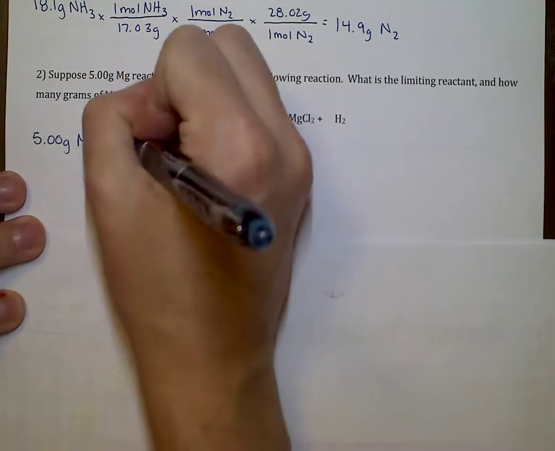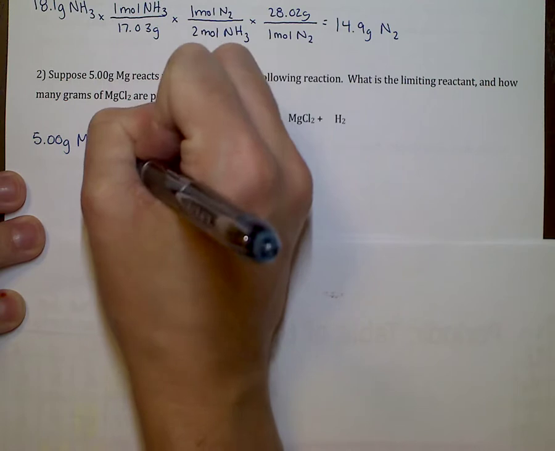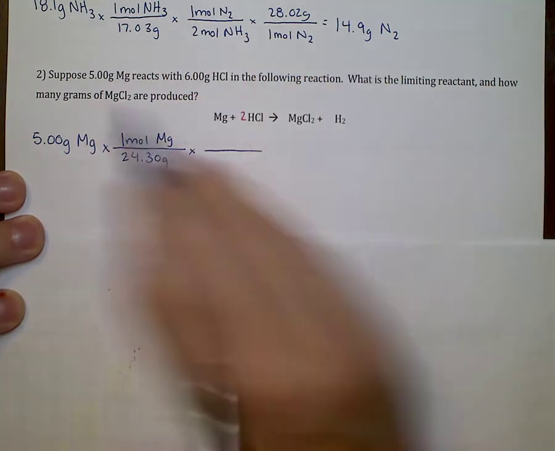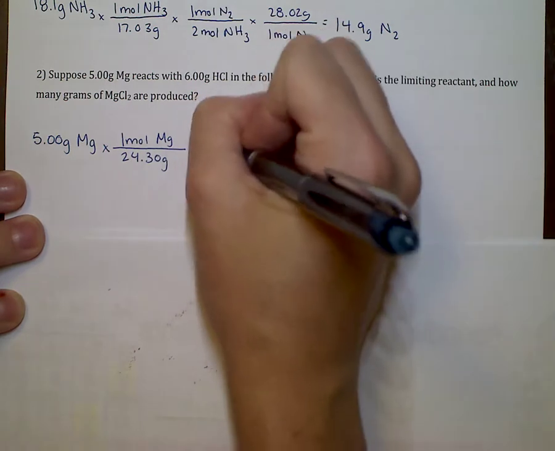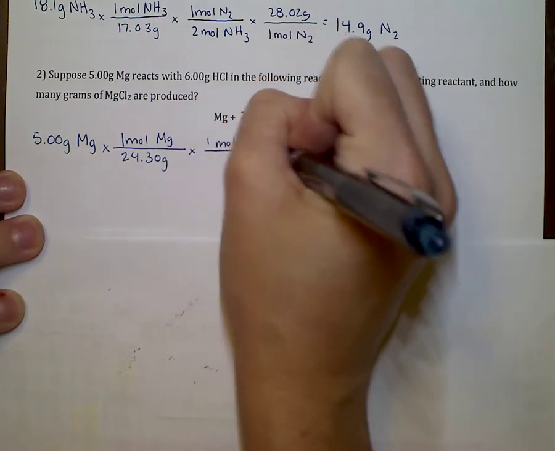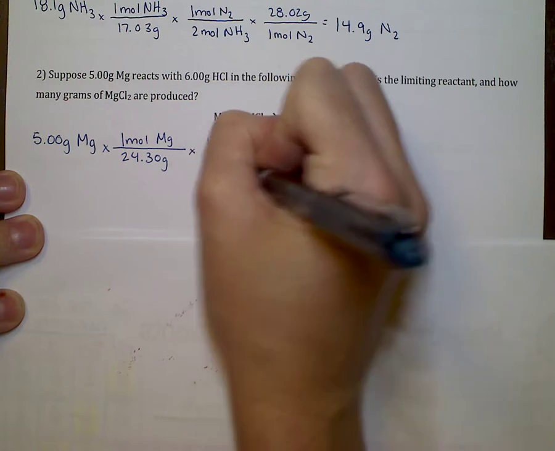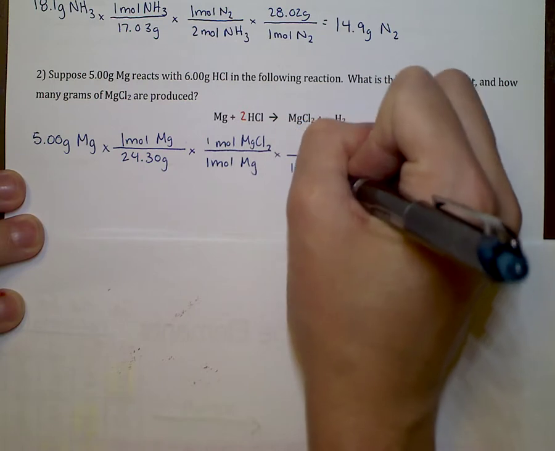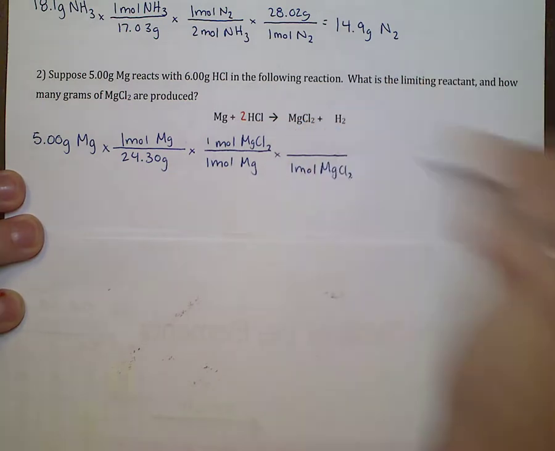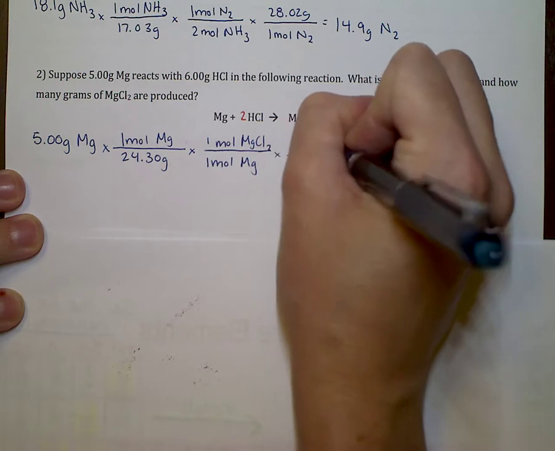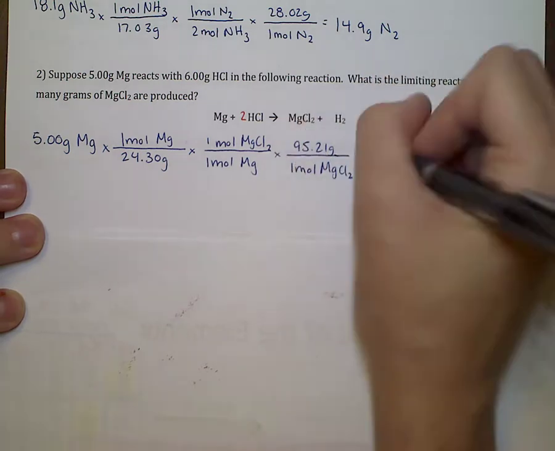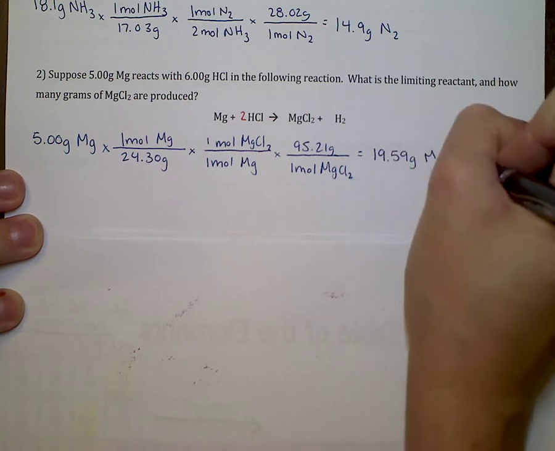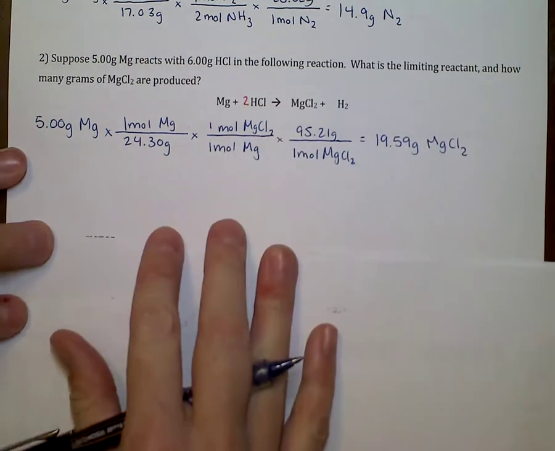All right, 1 mole of magnesium is 24.30 grams. We again are solving for MgCl2. That is a 1-to-1 ratio, so 1 mole of MgCl2 and 1 mole of Mg. And then we've got 1 mole of MgCl2. Now I'm turning my product into grams, 95.21 grams. So the magnesium can make 19.59 grams of MgCl2. Let's see how much the HCl can make.